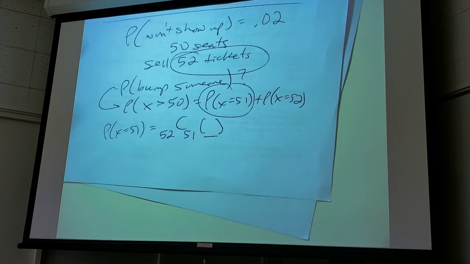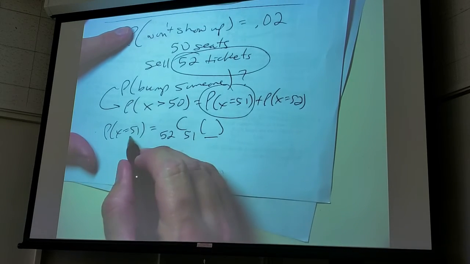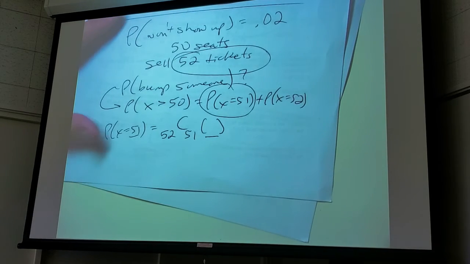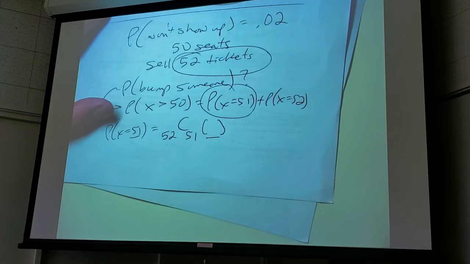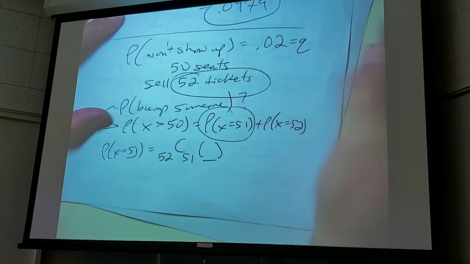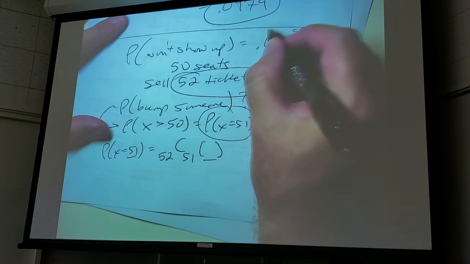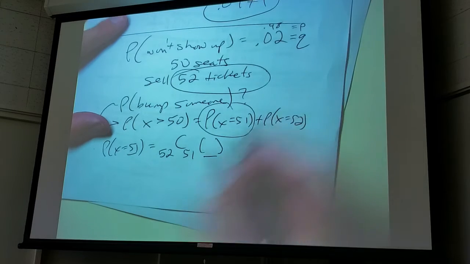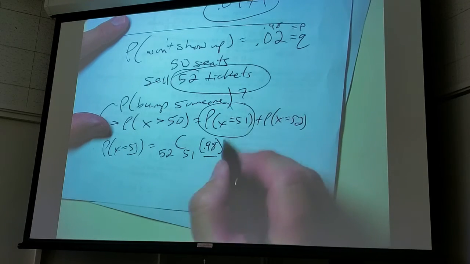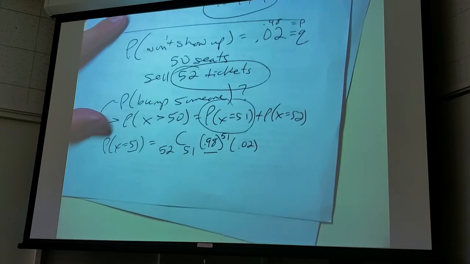I want 51, so what I'm looking for, what's the success here? What do these mean? 51 people that do what? Show up. So this is Q, because that's won't show up. So what's P? 98. So I got 0.98 to the 51st, 0.02 to the what?